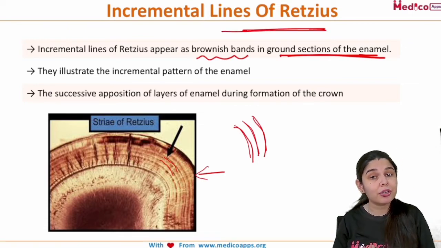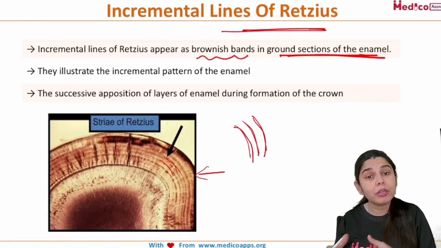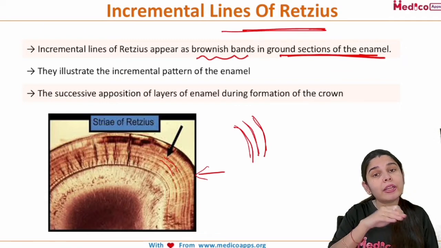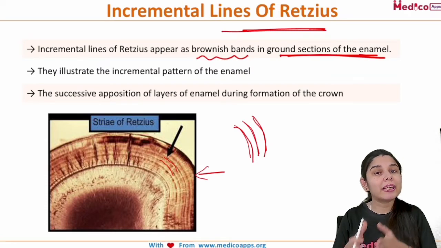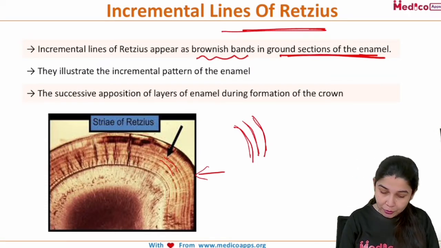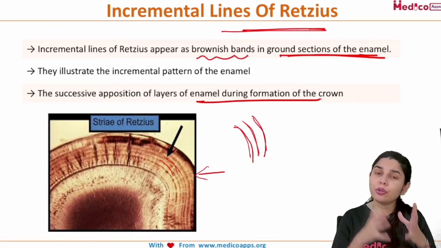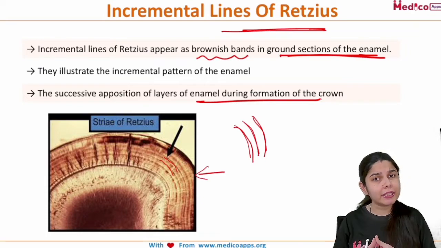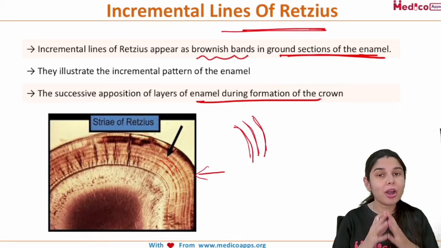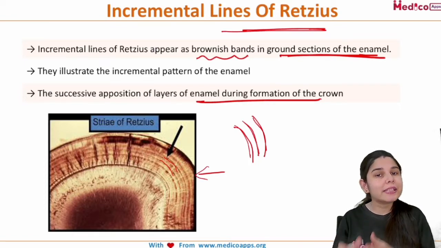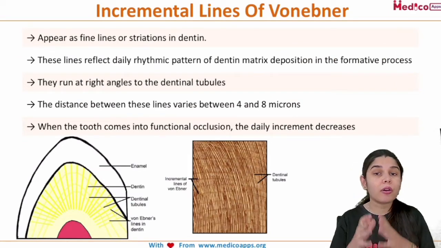I hope you have understood that when the enamel layer is forming, especially during the formation of the crown, it is laid down in incremental patterns in a line-like pattern. That is why they are called incremental lines of Retzius. So I hope you have understood the exact definition. Do you find any abnormality in these incremental lines of Retzius? No. So that means our answer for the question is not the incremental lines of Retzius. The second option we had to discuss was the incremental lines of Ebner.